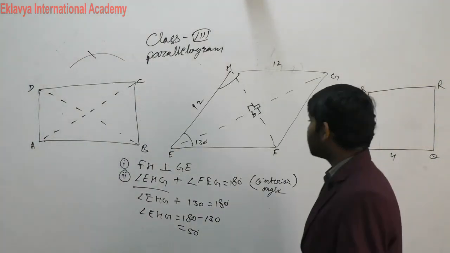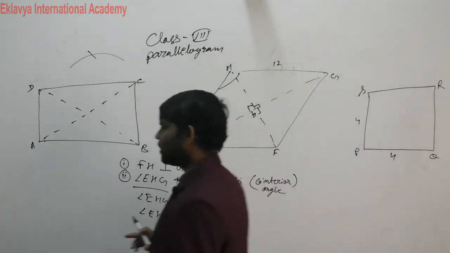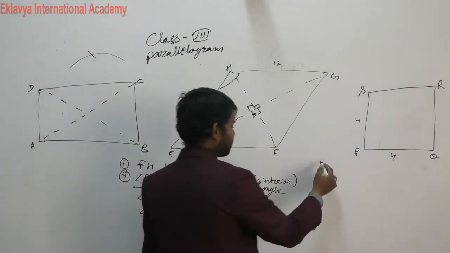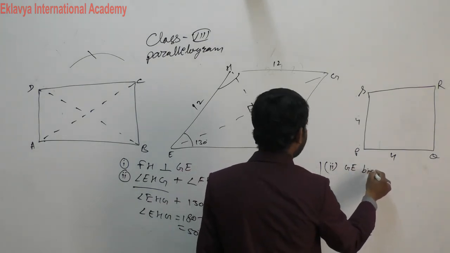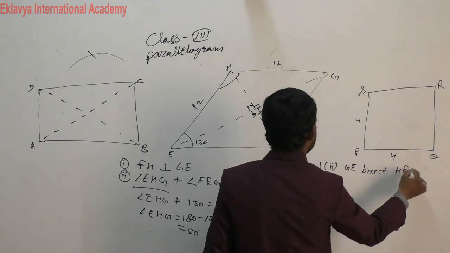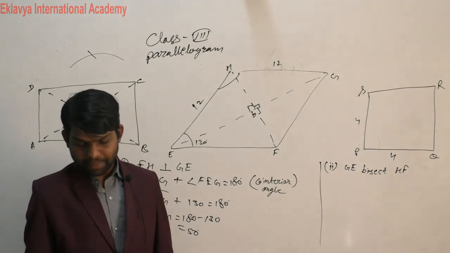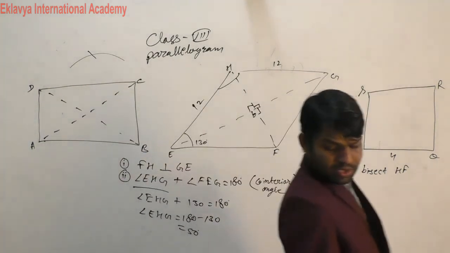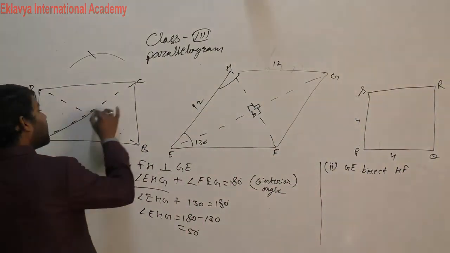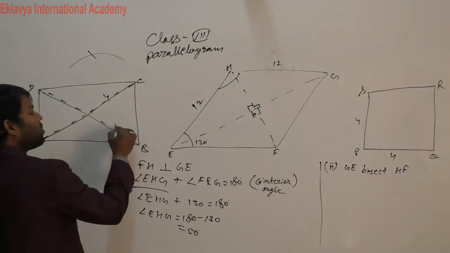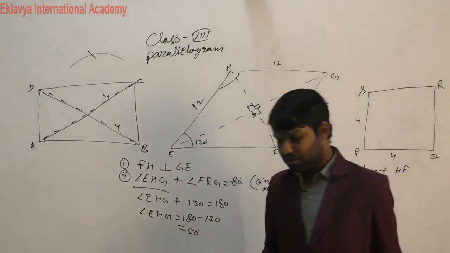Second question, GE bisects HF. In the second question, we say that GE bisects HF. Understand? Now, fourth part, AC is 4 centimeters. We want to find BD. Then we will see here AC is 4, then BD is also 4, because in the rectangle we say that diagonals are equal.